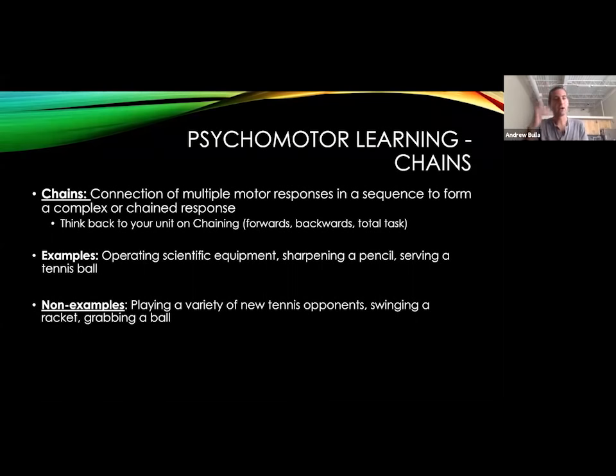So as we move up, I want you to recognize that we went from a simple response, and as we move up that column, they get more complex. Above responses are chains. And with chains, I want you to think of chaining in the behavior analytic literature. This is the connection of multiple motor responses in a sequence to form a complex or chained response. So think back to old units on chaining: forwards, backwards, total task. Some examples of this are operating scientific equipment, sharpening a pencil, so there are multiple steps there, serving a tennis ball, where one response, swing, is 2 responses, right? So multiple behaviors chained together.